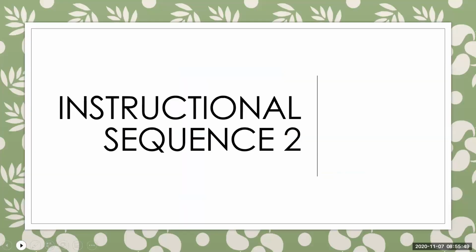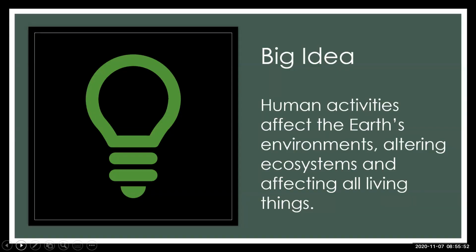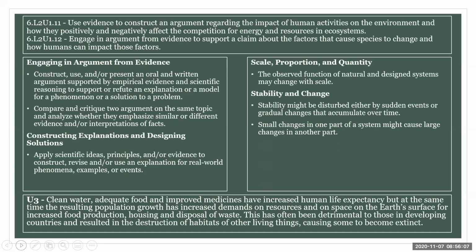Instructional sequence 2, again, has our anchor phenomenon of the Yellowstone ecosystem, but this time our big idea is based on human activities. How do human activities affect the Earth's environment, and how do they alter ecosystems and affect all living things? So here we have 2 new standards. We have 6th grade standard 11 and 12, and you'll notice the SEPs for these standards changed. So we have use evidence to construct an argument and engage in argument from evidence. So those are going to completely change our SEPs for this instructional sequence compared to what we've done so far.